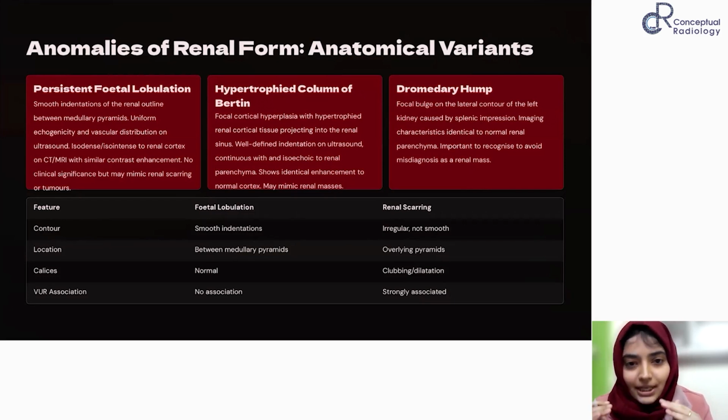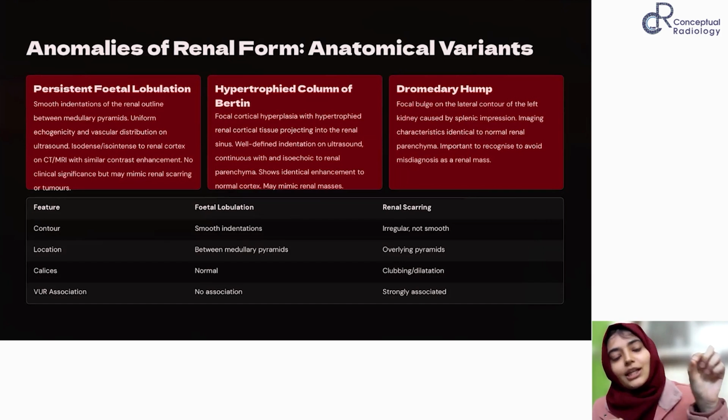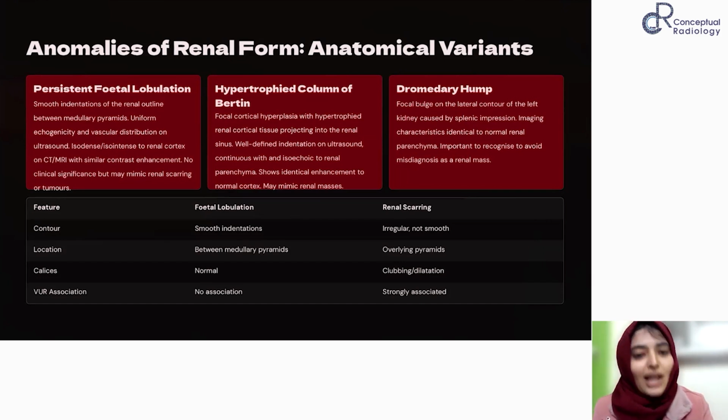We need to have very clear concepts about these normal anatomical variants which are related to our kidney. So the first one, and very common, is persistent fetal lobulation. What are these? Actually your kidney is formed by a lot of lobules and then together they fuse, right? And you get a smooth outline at the end. However, if this fusion process is a bit delayed, you still get these small indentations between the individual pyramids, between the individual calyces. So that is persistent fetal lobulation.